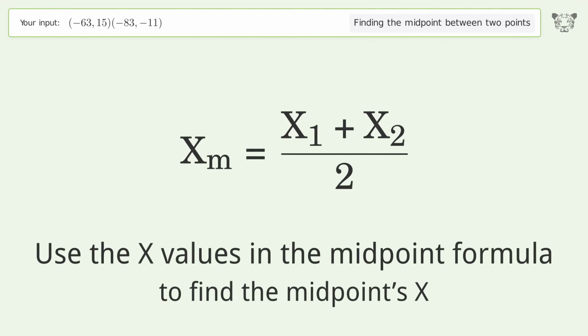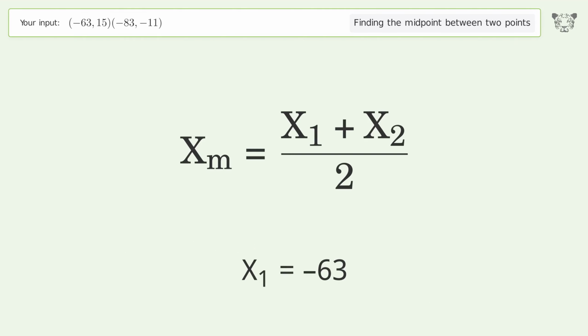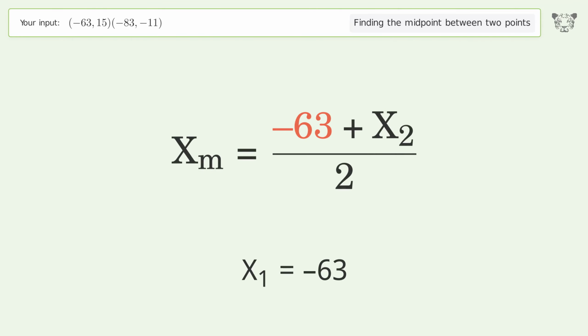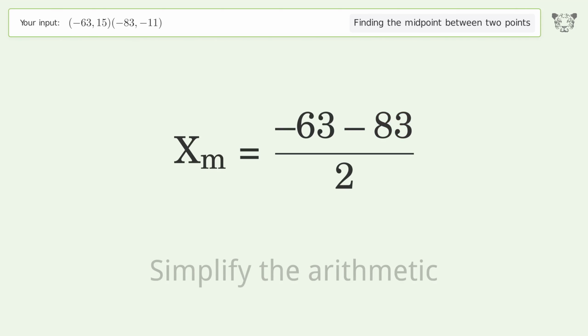Use the x values in the midpoint formula to find the midpoint's x. x1 equals negative 63. x2 equals negative 83. Simplify the arithmetic.